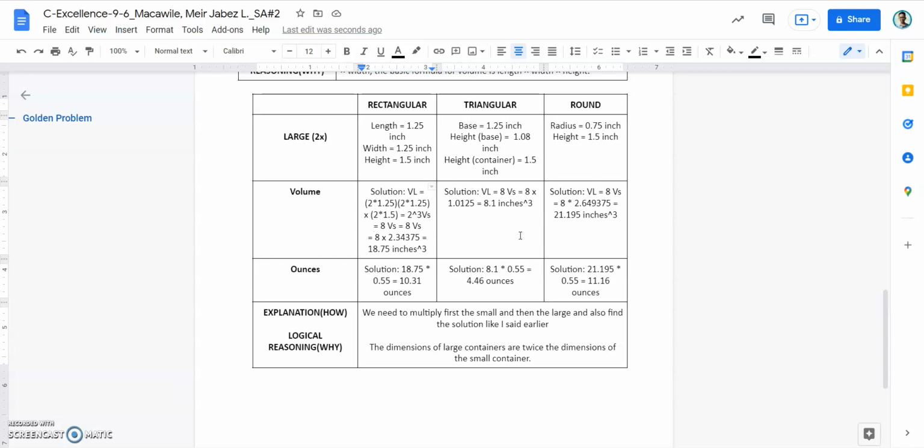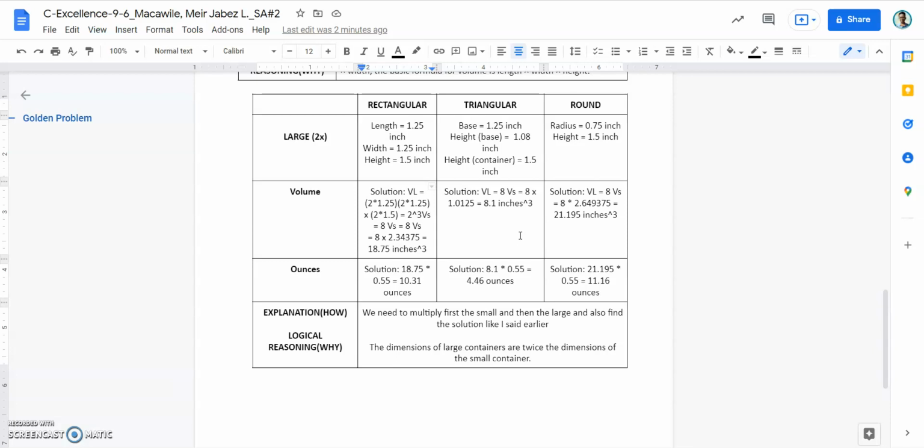And then the last part of volume: volume large is equal to 8 times volume small, which is 8 times 2.64. I don't need to use the whole number because it's only 2.64. It equals 21.195 inches cubed. Now the last part is to find the solution of the ounces: 21.195 times 0.55 is equal to 11.16 ounces.